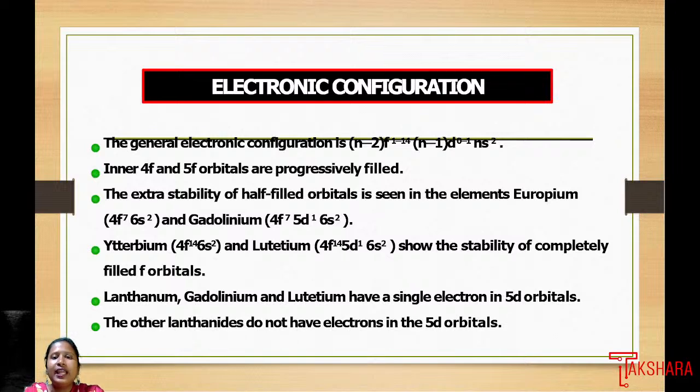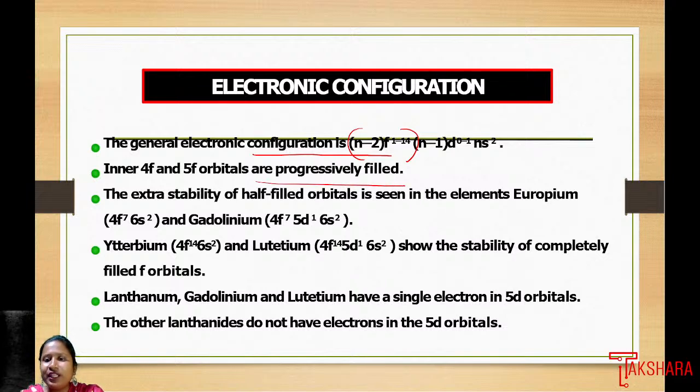Next we have electronic configuration. What is the general electronic configuration? The general configuration is (n-2)f 1 to 14, the anti-penultimate shell, then continuing with (n-1)d 0 to 1 and ns2. The inner 4f and 5f orbitals are progressively filled.